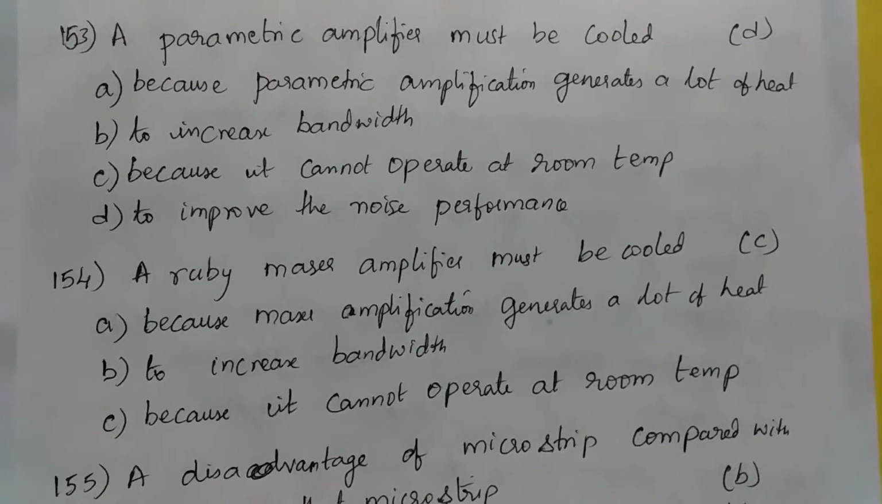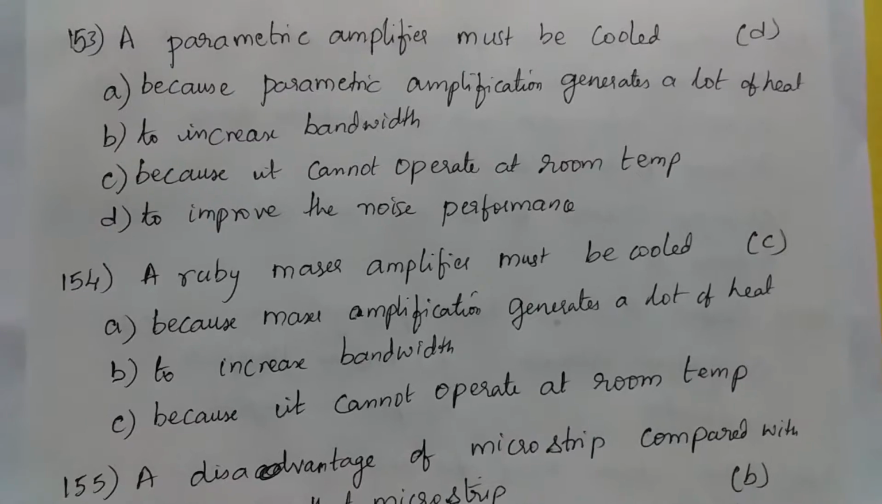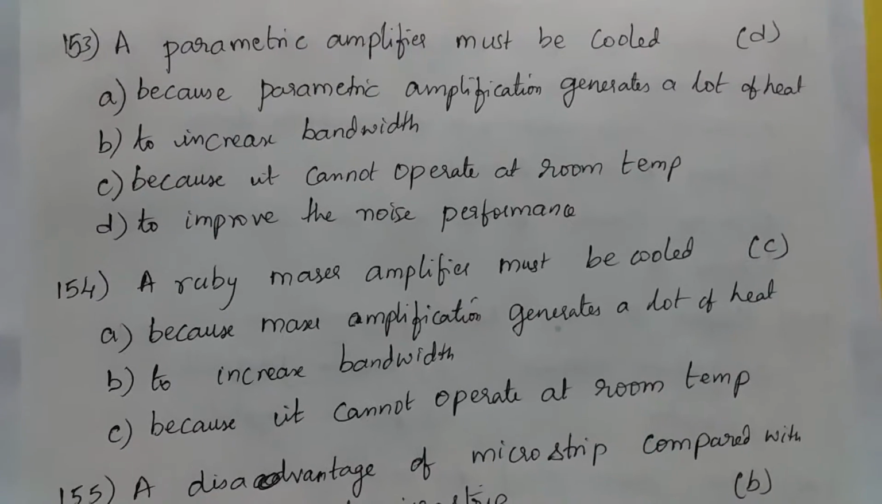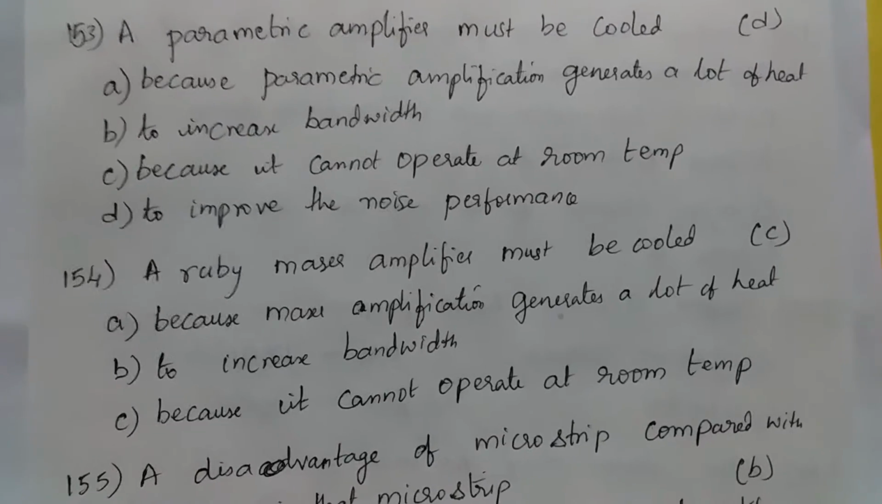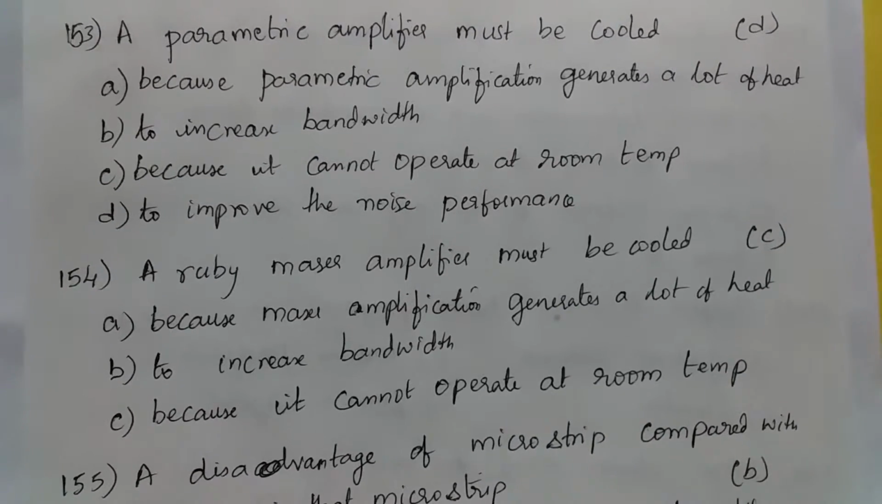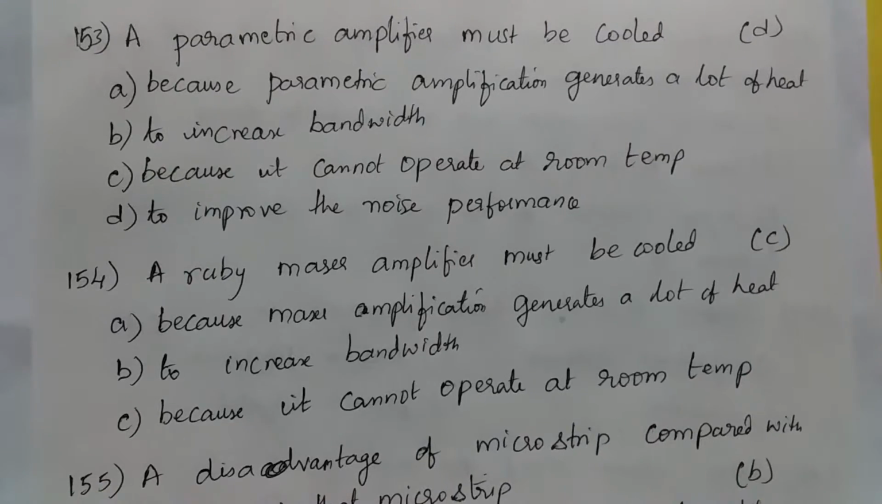In this session, let's have a look at some more multiple choice questions related to communication systems. A parametric amplifier must be cooled to improve noise performance. A Ruby Maser amplifier must be cooled because it cannot operate at room temperature.